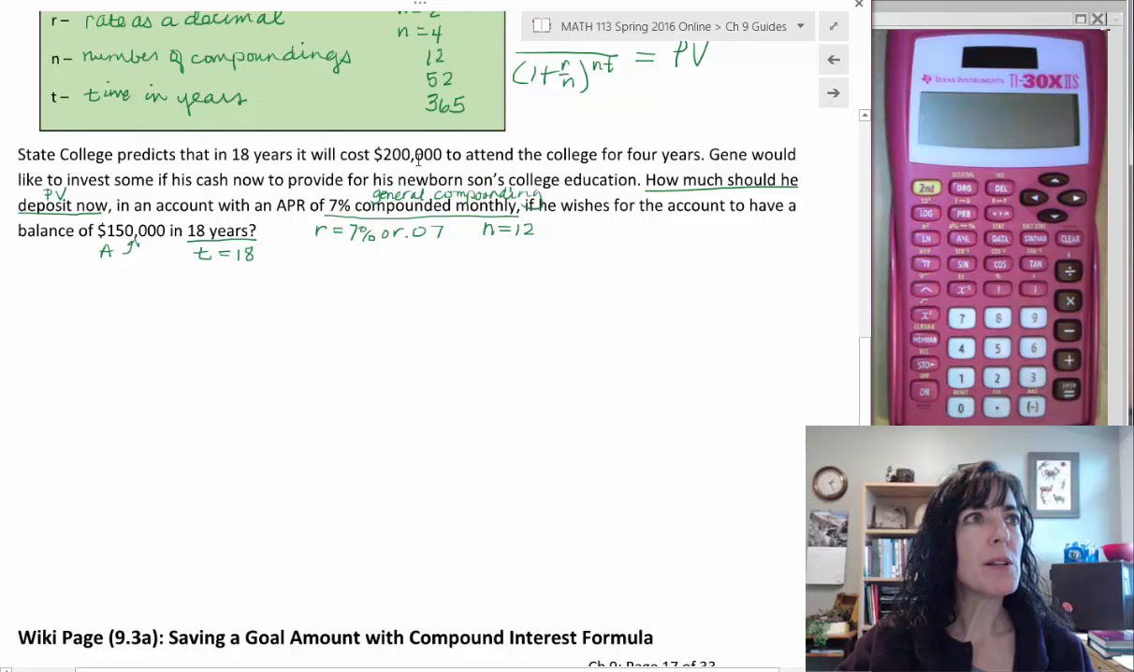He says the college is going to cost $200,000 for 4 years, and he's trying to save $150,000. So he's assuming that he'll have other money, or his son will get some scholarships or something like that. So he's not trying to save the full amount, even though they're providing that here. And he's looking for 18 years that he wants to save the $150,000.